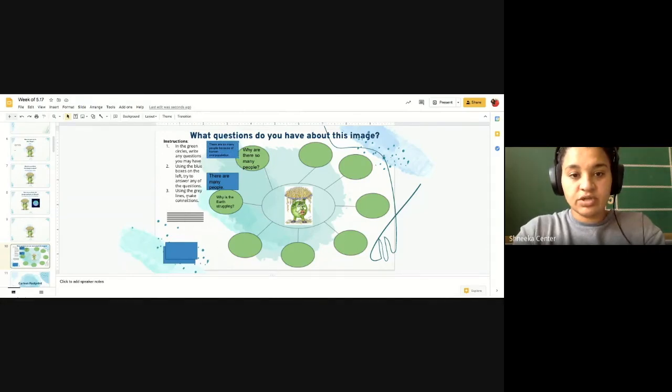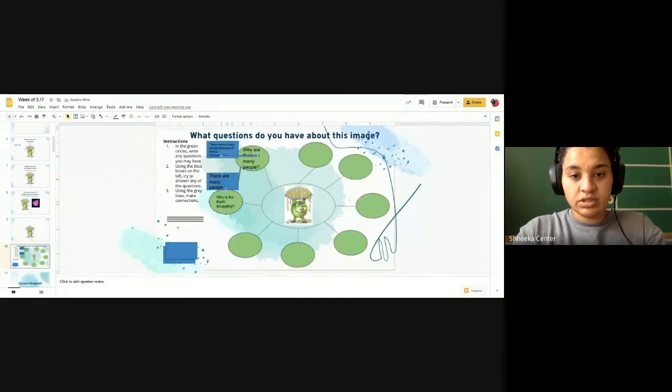Now, once it's time to use the gray lines, you're going to see which questions or answers are connected. So obviously this question and answer are connected. So I'm going to put a line there. These 2 are also connected, this answer and this question. So I'm going to put a line there. So these lines, again, are just to make connections between the different ideas, different answers, different questions that you and your group mates come up with.